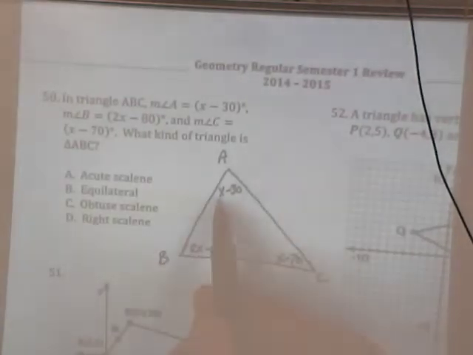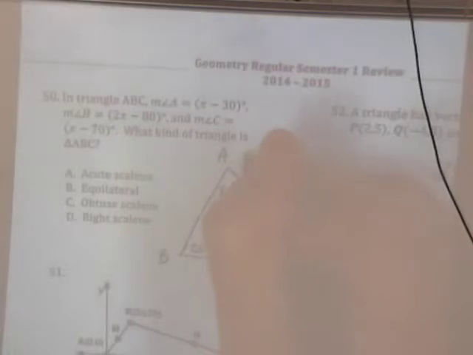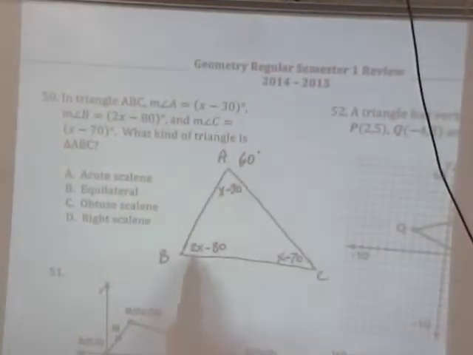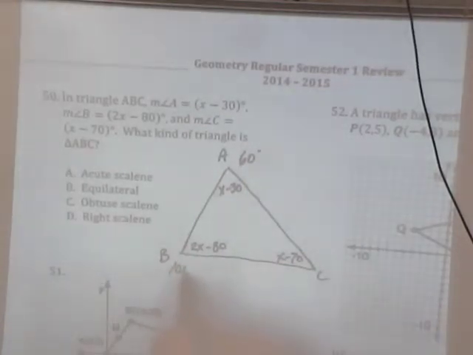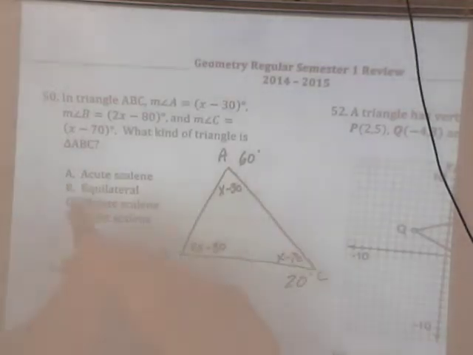So let's figure out what these angles are of this triangle now. If I plug in 90 here, what does that make this angle? 90 minus 30, 60. 90 times 2 is 180 minus 80, 100. And 90 minus 70, 20. Very good. So what kind of triangle is this? Obtuse scalene, right?